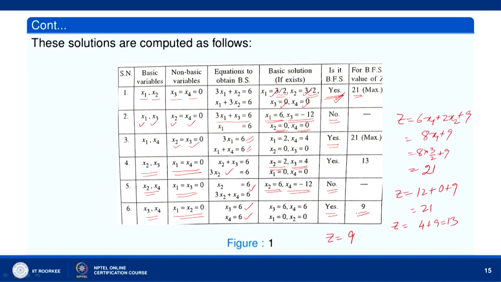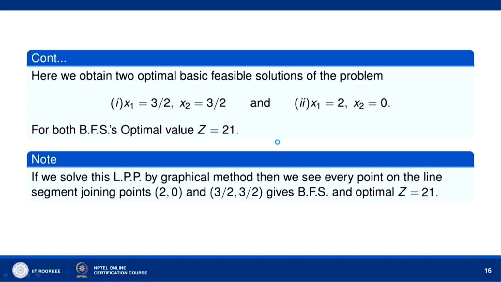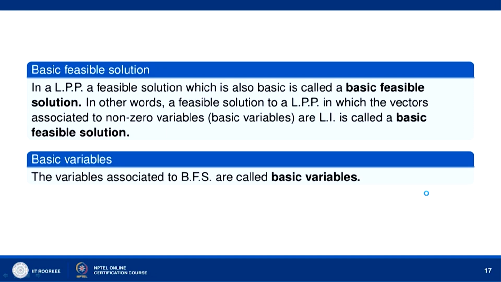Now, we have to find the maximum value of z. So, the maximum value of z is 21 and it occurs when x1 is 3 by 2, x2 is 3 by 2, x3, x4 are zeros, or when x1 is 2, x4 is 4, x2 is 0, x3 is 0. So, here we obtain two optimal basic feasible solutions of the problem, this one and this one, and z is equal to 21. So, if we solve this LPP by graphical method, then we see that every point on the line segment joining 2, 0 and 3 by 2, 3 by 2 gives a basic feasible solution and optimal z equal to 21.